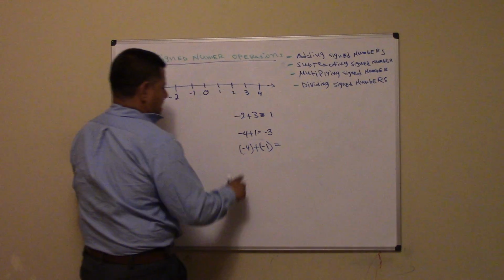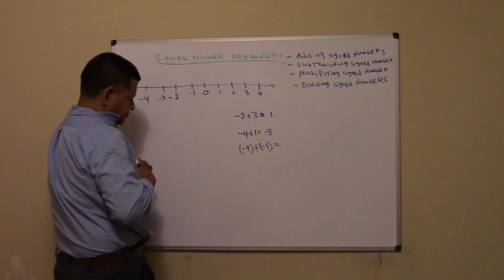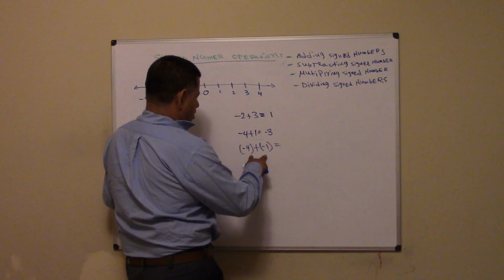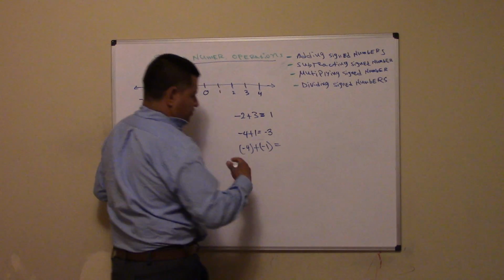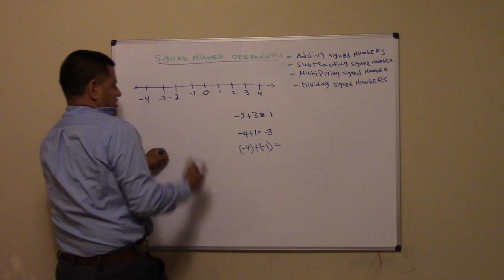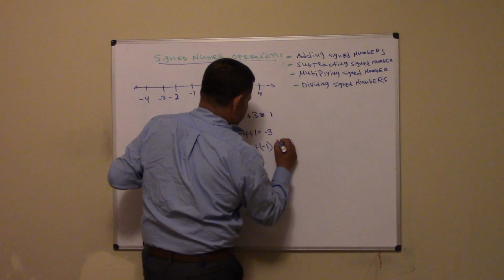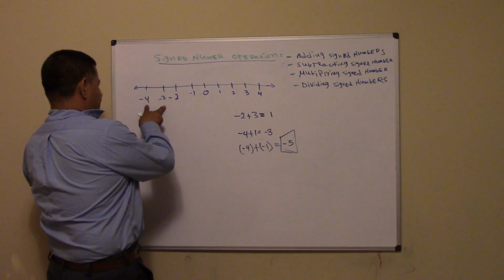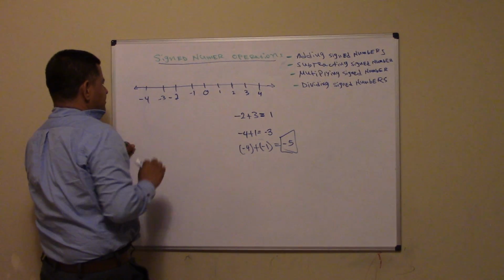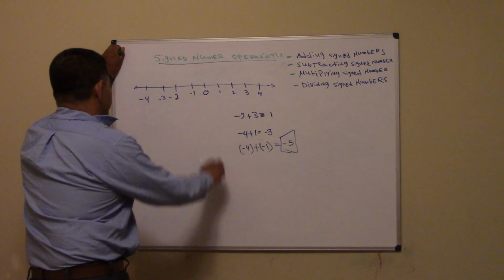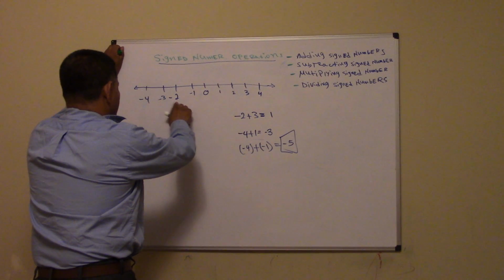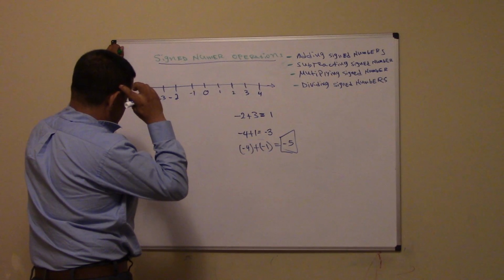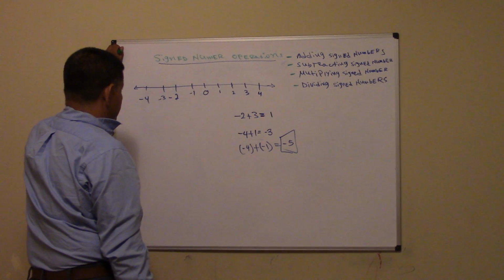Okay? In this case, negative 4 and negative 1 is nothing but negative 5, right? Because we are adding two negative numbers, so the answer goes negative. So therefore the answer is negative 5. Which makes sense because you count negative 1 and 4, technically adding 1, 2, 3, 4, so the answer is 5, right?